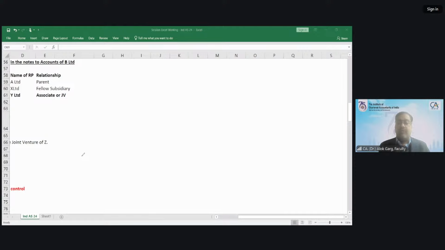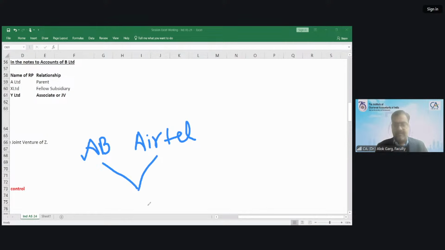There is the Aditya Birla group. You know Aditya Birla group? Yes, sir. Cement. And there is the Bharti Airtel group. Airtel, you have heard about the Airtel group? Yes, sir. So the Aditya Birla group and the Bharti Airtel group, let's say these are two different groups. These two different groups put together have invested in X Limited.